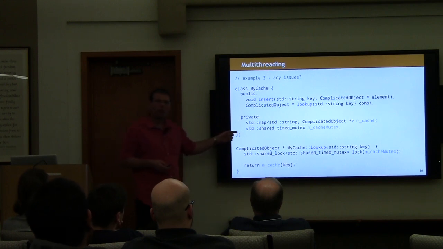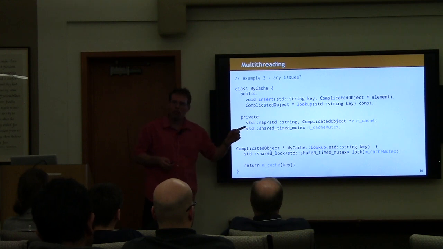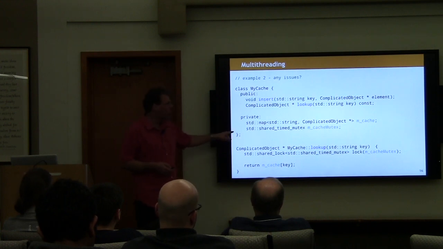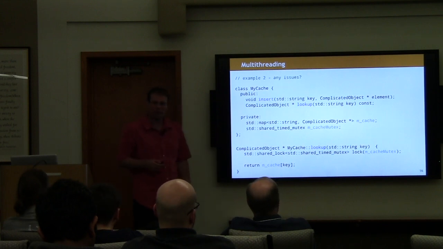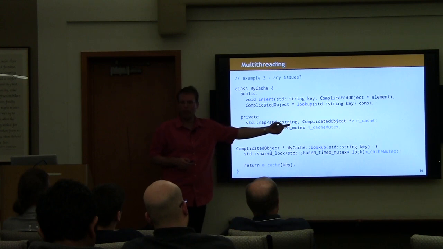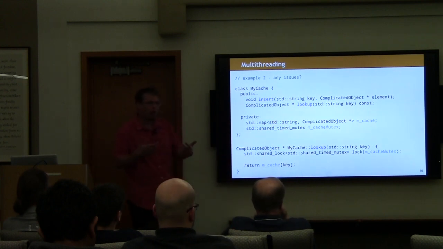How many ways is it possible for this code to be mutated into something that's wrong? If you're maintaining this code and you're adding something to this code, how many ways is it possible to mess up this behavior? A large number of them. Because this cache mutex has no association with mcache. There's no construct that's tying these together.